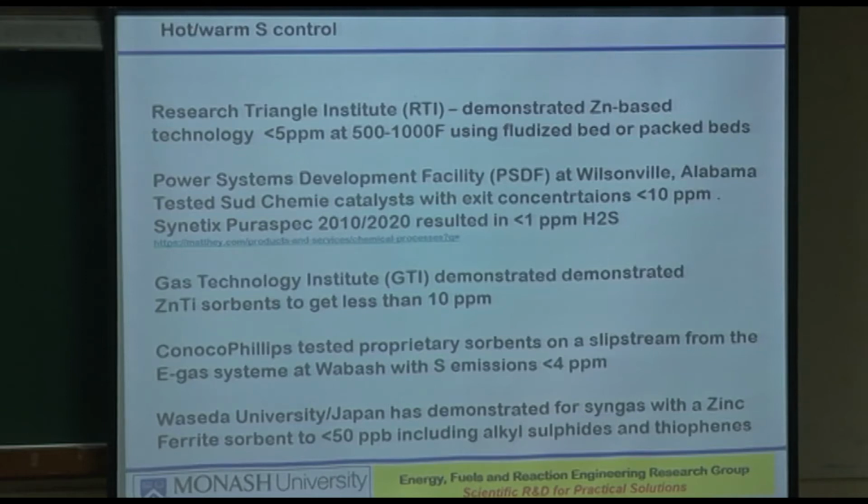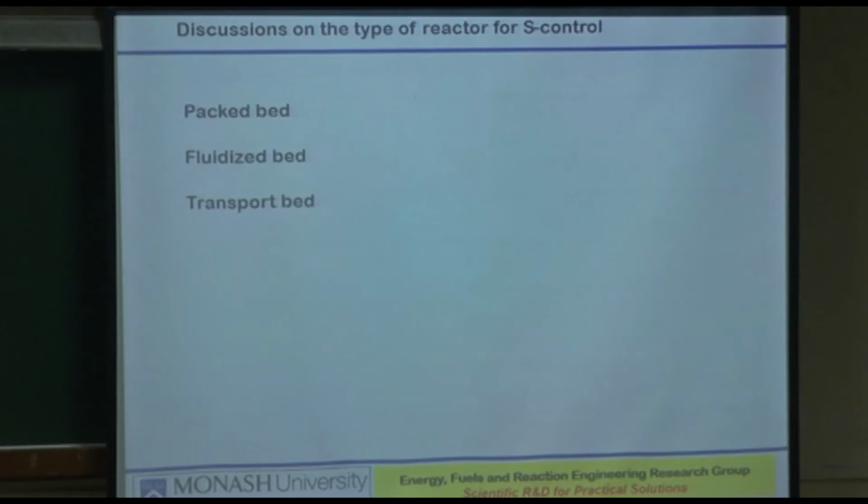Okay, so any question before I move to the next slide? So it's very important then that for sulfur control, there are technologies available that can take you to very low ppms, I mean the sub 1 ppm level already. And that can be done using any of the types of reactors, because it's one thing to develop the metals, the sorbent material, but it's another thing to actually design it. For that you need to know what type of reactor you will be using, whether a packed bed or a fluidized bed or a transport bed.